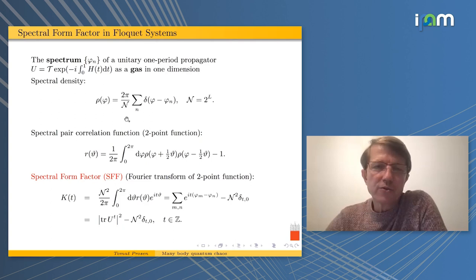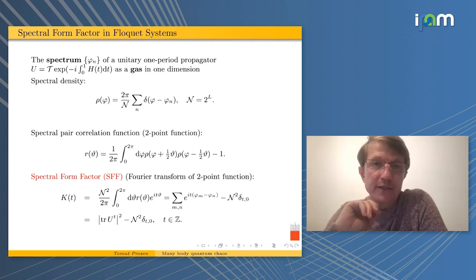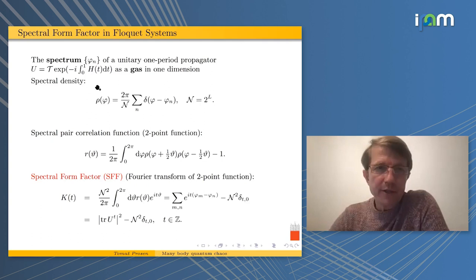So the simplest kind of correlation property of energy spectra. And in this case, since we are talking about discrete time evolution or Floquet evolution, the spectra we have to consider are spectra of unitary operators, the Floquet operators. So imagine that you have a unitary operator, which I'm just denoting in general as U. Then you have its spectrum, which I denote as phi sub n, and this spectrum is composed of points on a unit circle.